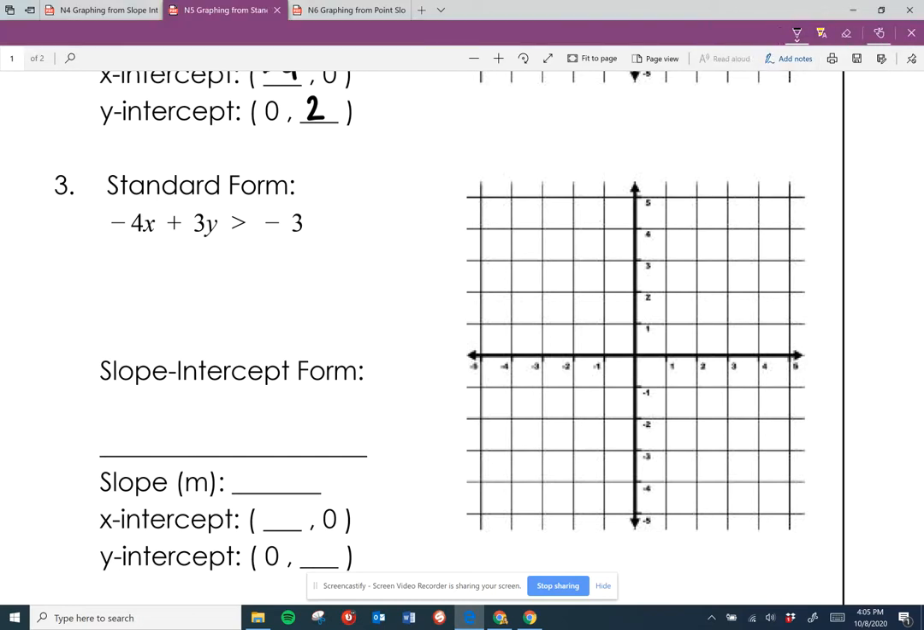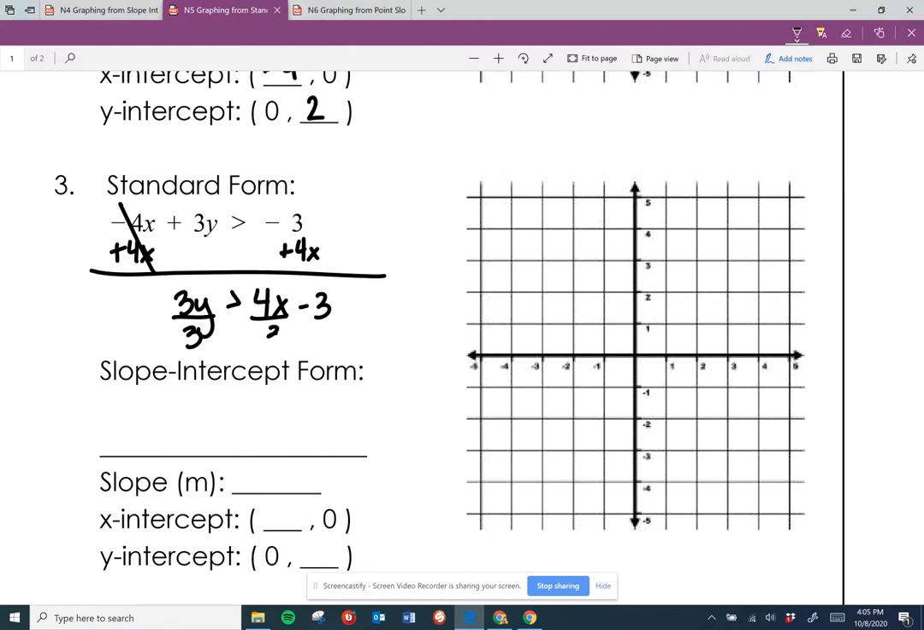-4x plus 3y is greater than -3. So I'm going to add 4x, right? Cancels on the left. We're left with 3y is greater than 4x minus 3. And then we're going to divide everything by 3. There's no need to flip the inequality symbol because we're dividing by a positive. And our final answer is y is greater than 4/3 x minus 1, right?